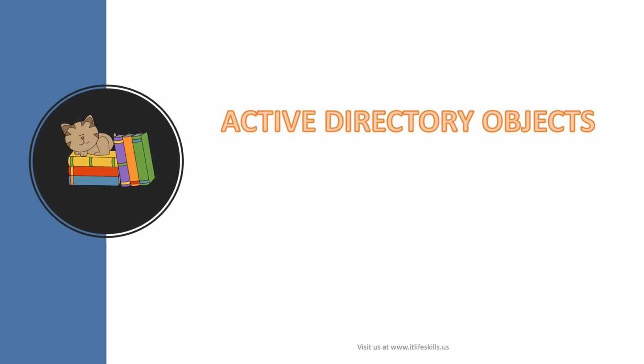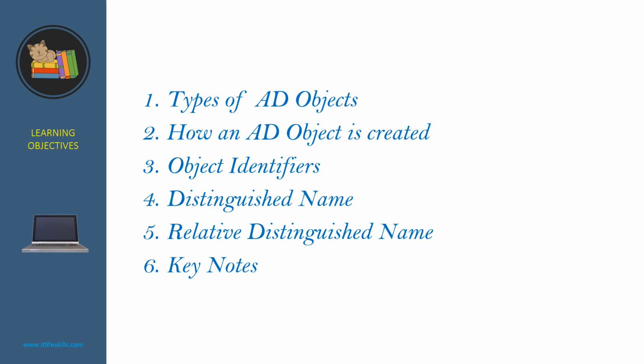In this lesson, let's learn about Active Directory objects. First of all, we will talk about types of AD objects. Then we will see how an AD object is created. And then we will look into the object identifiers, then the distinguished name, and then the relative distinguished name. And finally, we will sum up the lesson with the keynotes.